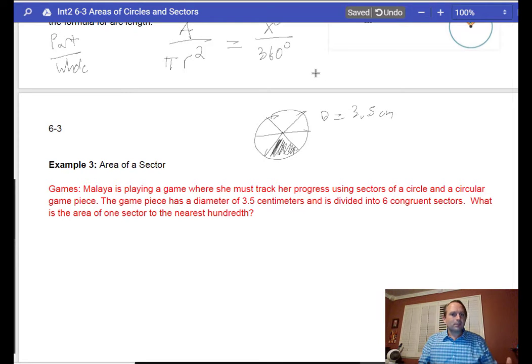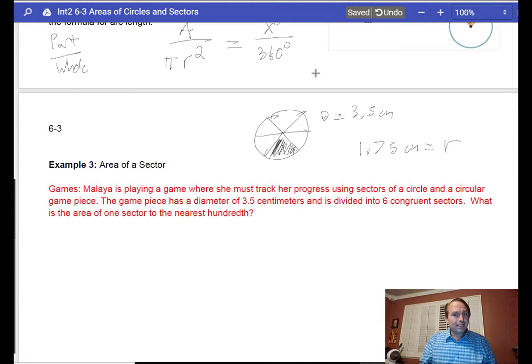So if you remember, we have that formula. We have to figure out the area of the whole circle in order to figure out the area of the sector. So first we have to find the radius. So the radius would be half of 3.5, which would be 1.75 centimeters. That is equal to the radius.